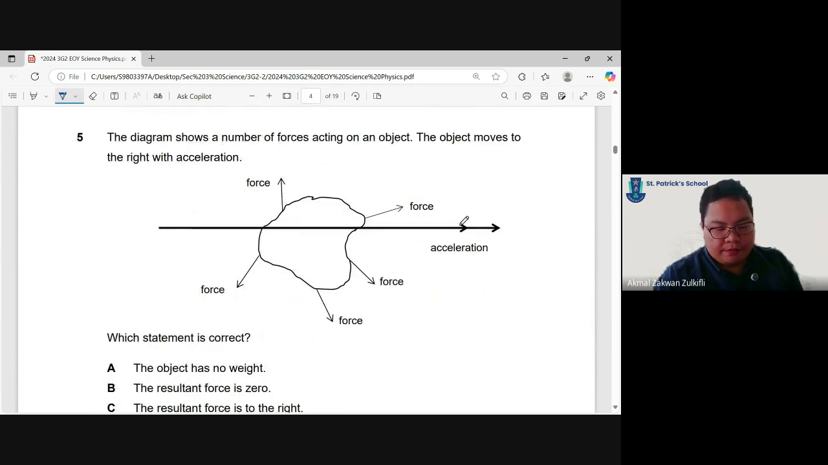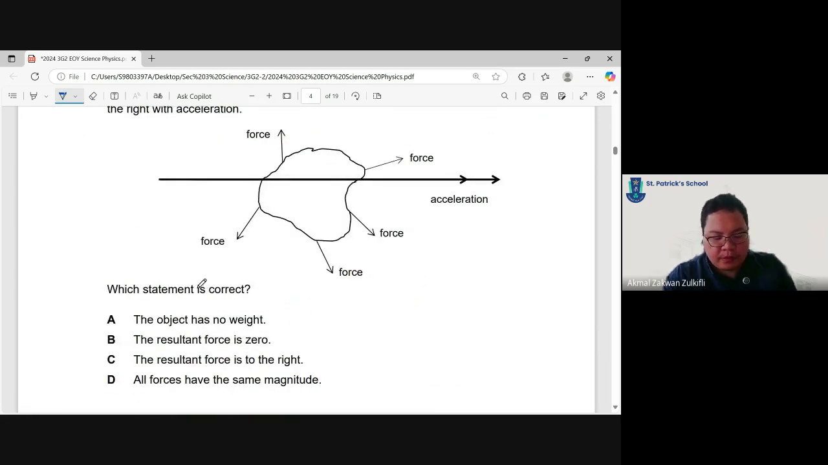Question 5. Object moves to the right with acceleration. You see there are different forces here. It's accelerating to the right, right? Object has no weight. It's not true. Resultant force is 0. Cannot, because there is acceleration, so we know that F equals ma. If the acceleration is to the right, force must also be to the right. Resultant force, sorry, F net, must also be to the right. So it cannot be that there's no F net, but yes, resultant force is to the right. This is the right answer.